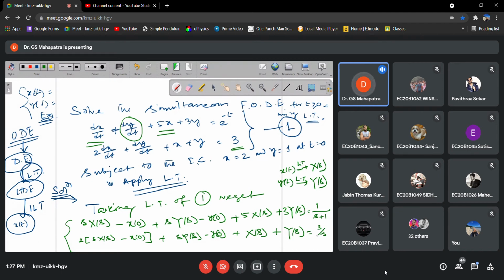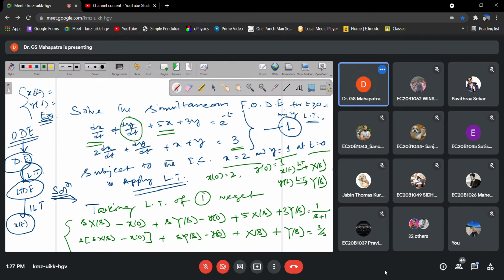This is the Laplace transform of the given system of equations. Now you have two conditions, at t equals 0. That is, x of 0 equals 2 and y of 0 equals 1. So these are the two conditions. Now what is the next step? I have to go to the next page, but before that you should write this.